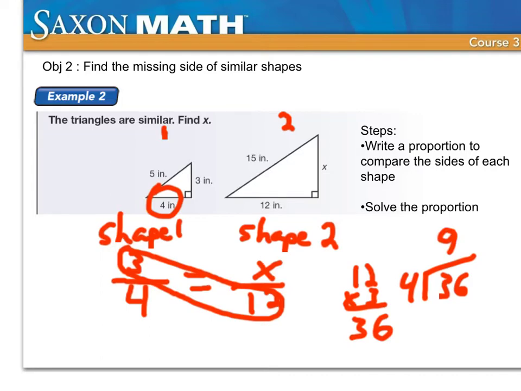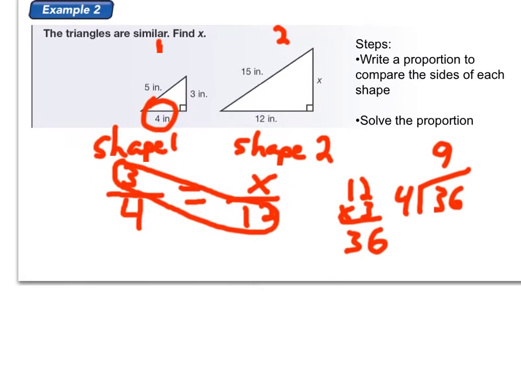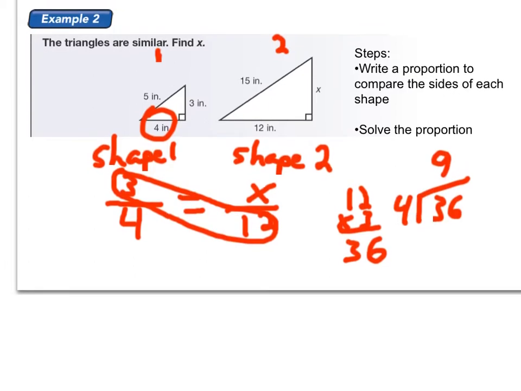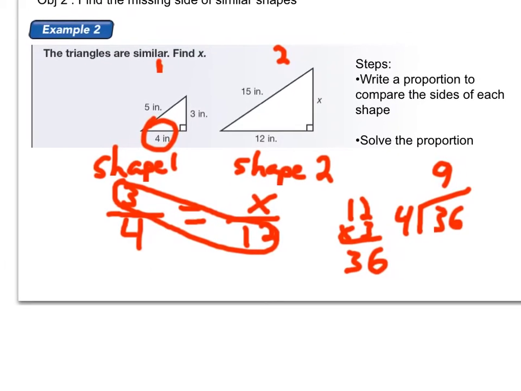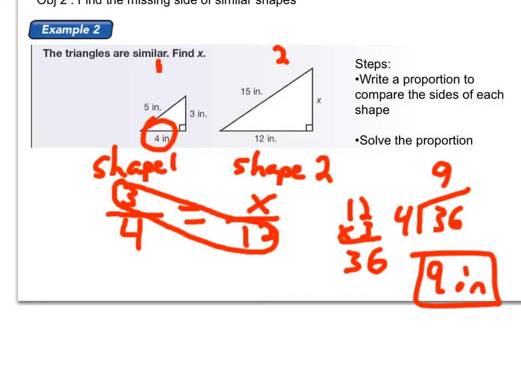Okay? Well, then we need to make sure we answer the question. It says, find x. Well, we know x, the number, has to be 9, but we need a label. It's 9 inches. Okay, so 9 inches will hold true for those similar figures, make the sides proportional. And let's go on to our last example.